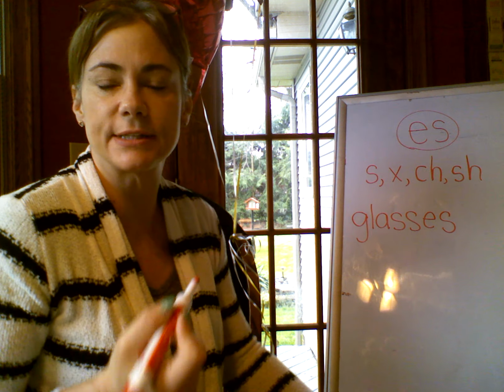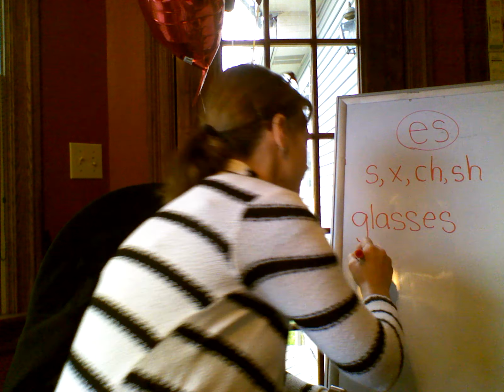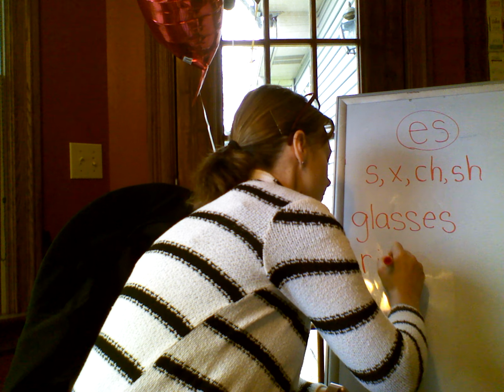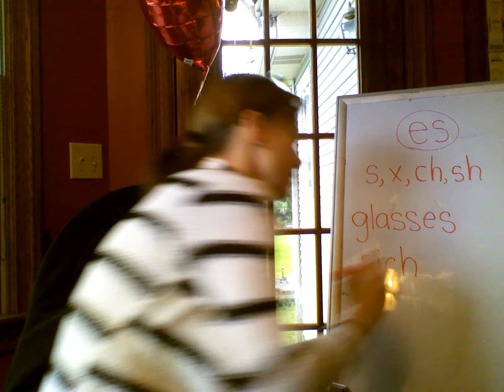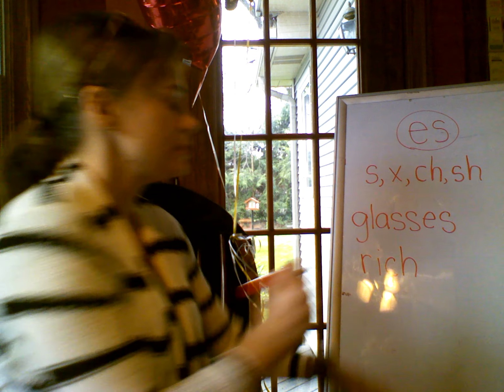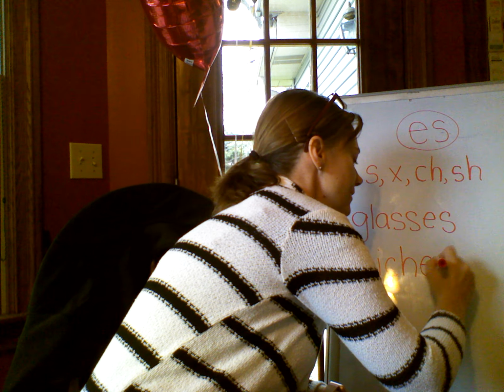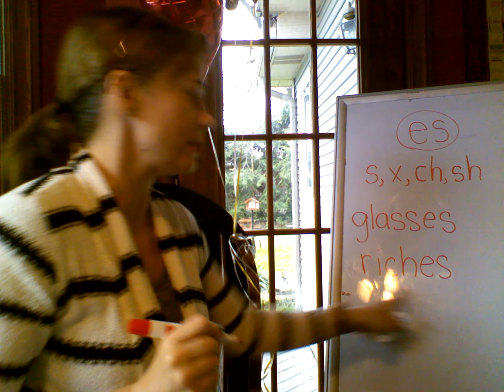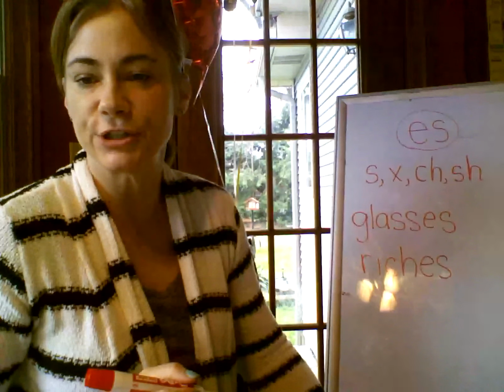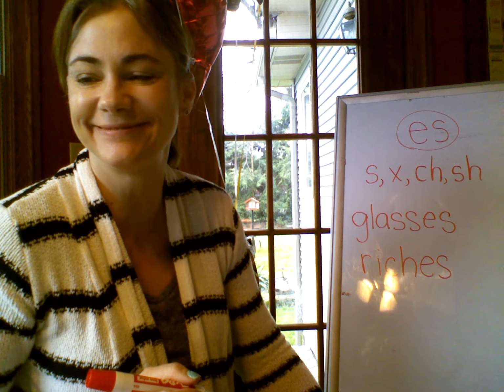So let's think of a word that ends with CH. Okay. Oh, it just came up, rich. Okay, so it ends with a CH. So again, we're going to have the ES at the end. It becomes riches. I'm going to talk about my many riches.